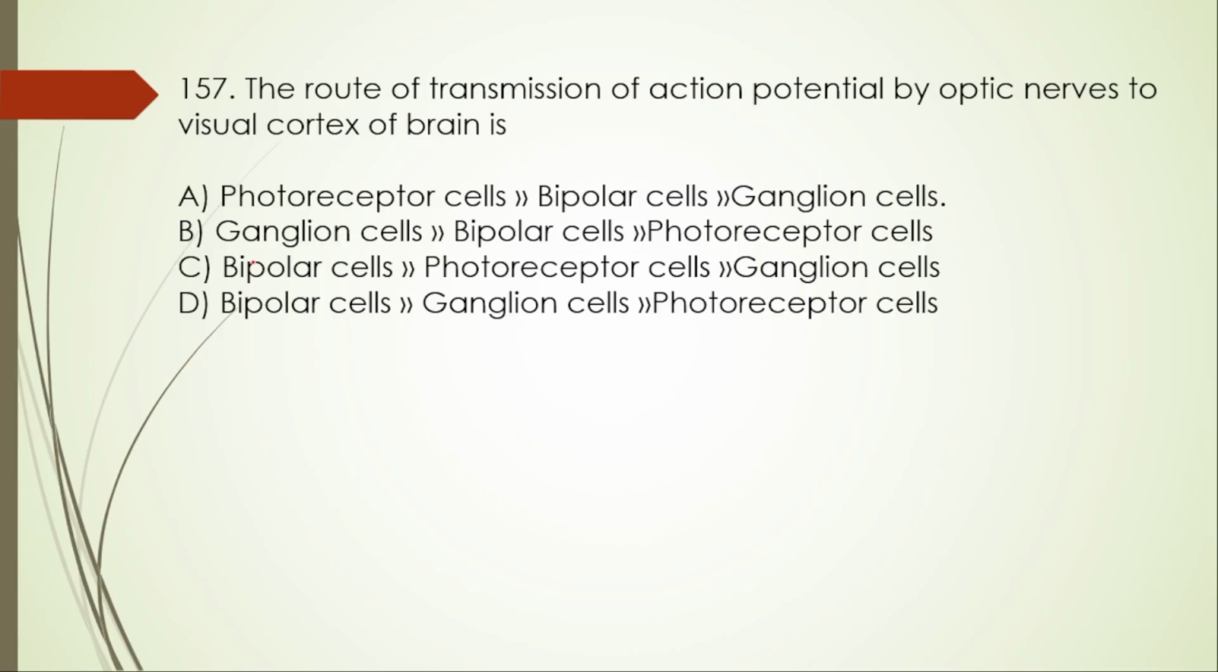Next, 157. The route of transmission of the action potential by optic nerves to visual cortex of the brain is photoreceptor cells, bipolar cells, ganglion cells. This one is the right.